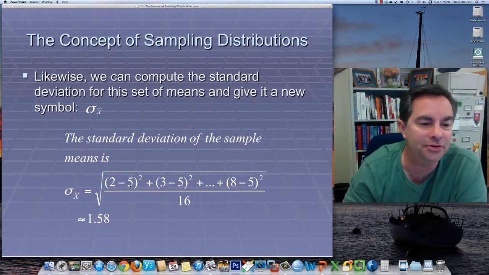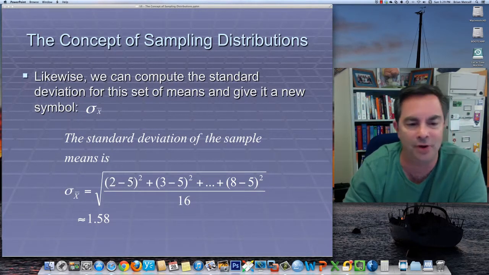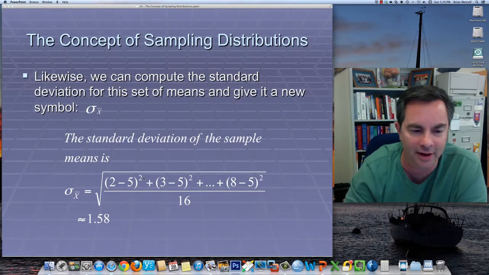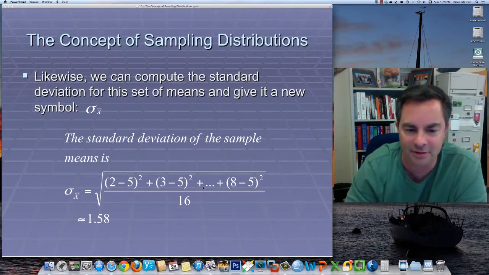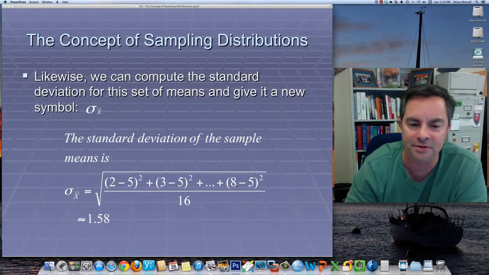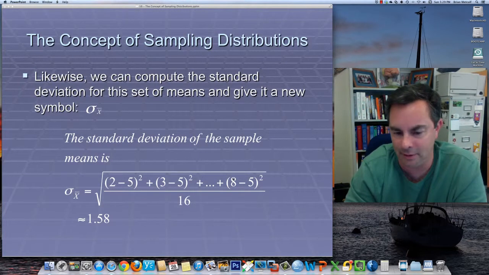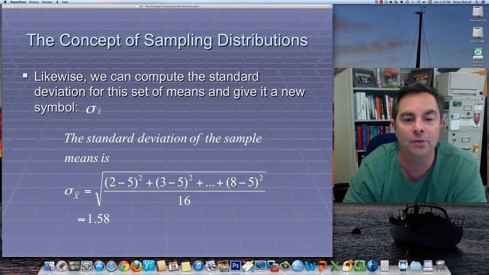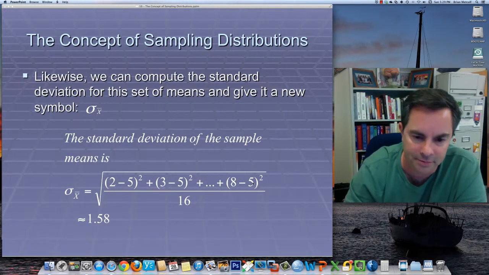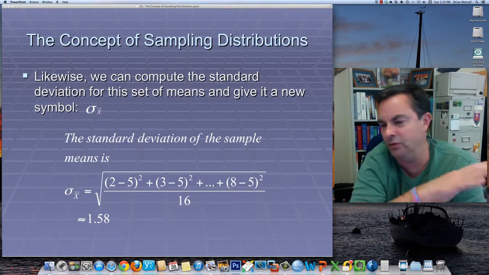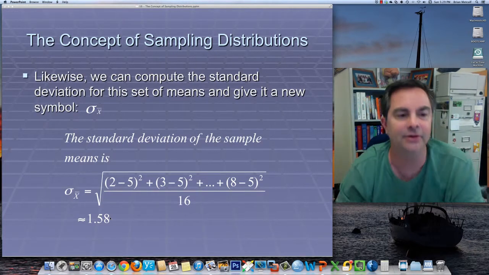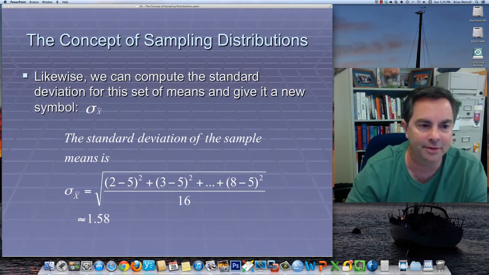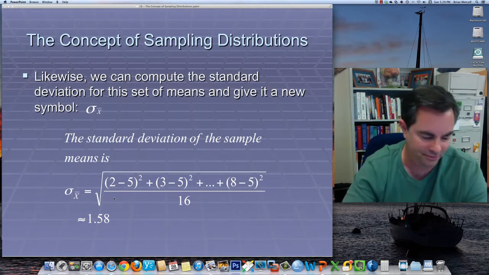You calculate the deviation for each one of them. So you take the mean of 2 and subtract the mean of means of 5, square it. Take the value of 3 and subtract the mean, square it, and so forth for all 16 numbers, up to the last sample mean, which was 8 minus the mean of 5, squared. You do that for all 16, add them up, divide by 16, and take the square root of that, and that equals 1.58. So we have a standard deviation of the means of 1.58.